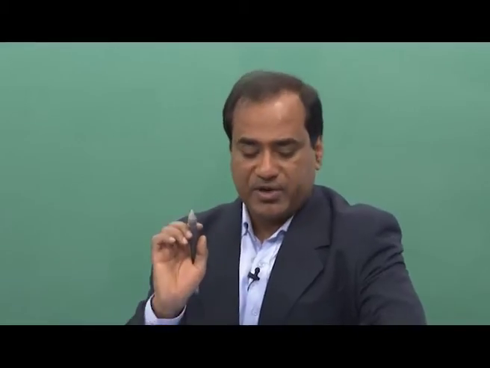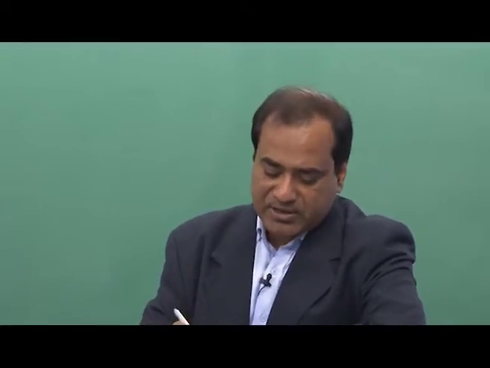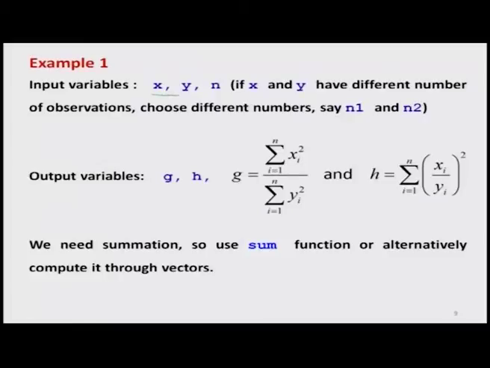Now, we try to identify what is my input variable and what is my output variable. Here you can see that there are 3 input variables: x, which is the data on x1, x2, xn; y, which is the data on y1, y2, yn; and I also need the number n, which is the number of observations present in x and y. In case x and y have different numbers of observations, there is no issue, we can choose 2 different numbers, say n1 and n2. But here in our case they are the same.